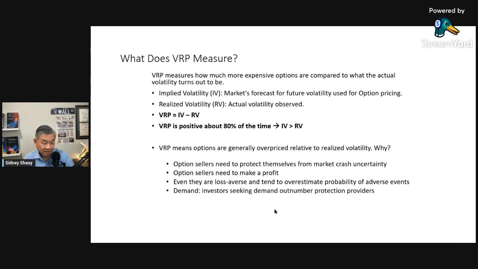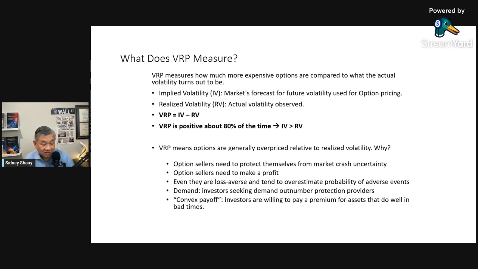Another reason is a demand reason, right? Investors seeking protection outnumber protection providers. That's why, especially when a market crash is imminent and the market is sensing that, the number of investors seeking protection will vastly outnumber the number of protection providers. That's normal, right?